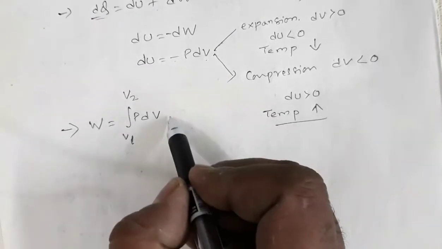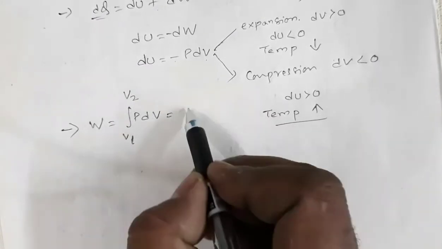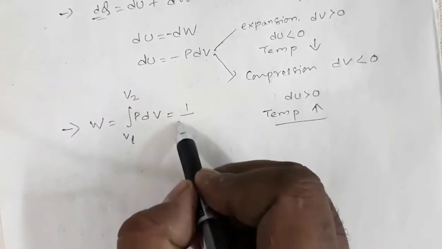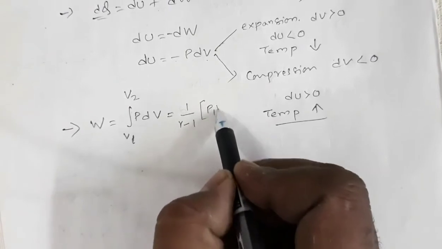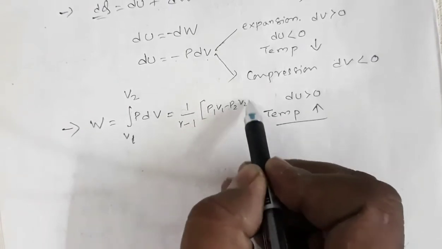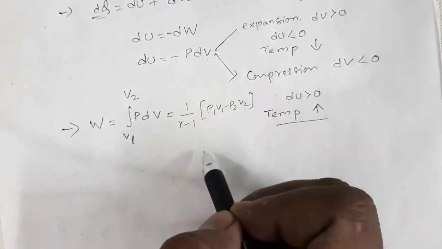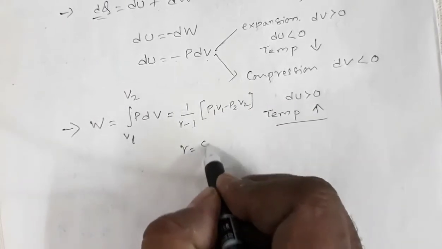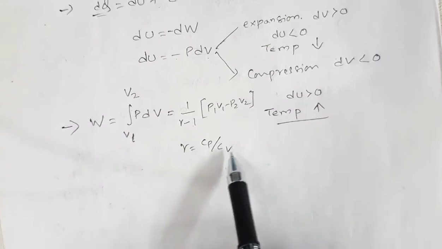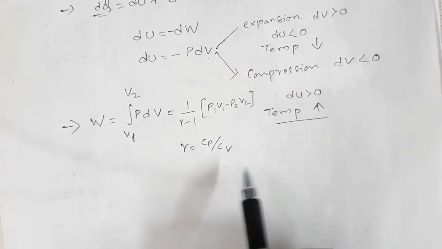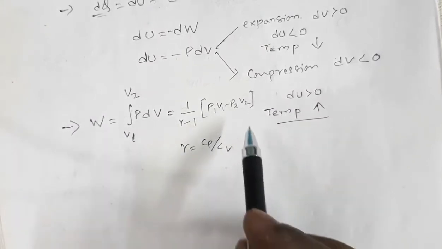Okay, now in terms of pressure and volume for adiabatic process, it is 1 by gamma minus 1 into P1 V1 minus P2 V2. What is gamma? Gamma is the adiabatic gas constant. It is Cp by Cv. Cp is the molar specific heat at constant pressure. Cv is the molar specific heat at constant volume. This is in terms of pressure and volume.